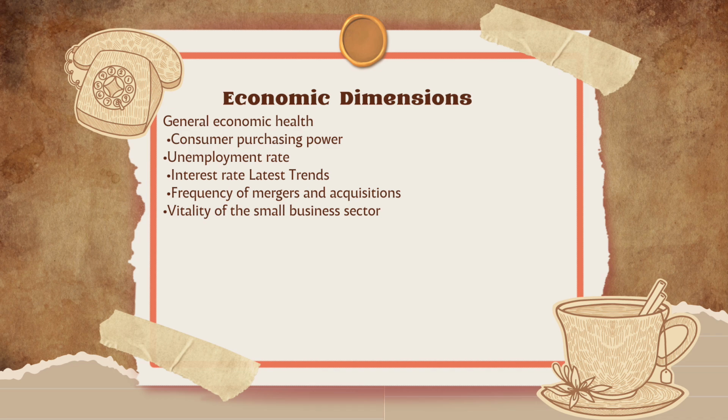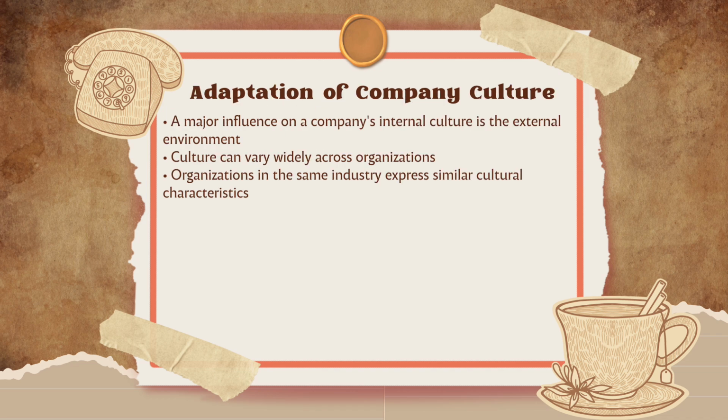Consumer purchasing power, unemployment rate. Interest rate, latest trends, frequency of mergers and acquisitions. Vitality of the small business sector. Environment and culture. A major influence on a company's internal culture is the external environment. Culture can vary widely across organizations. Organizations in the same industry express similar cultural characteristics.